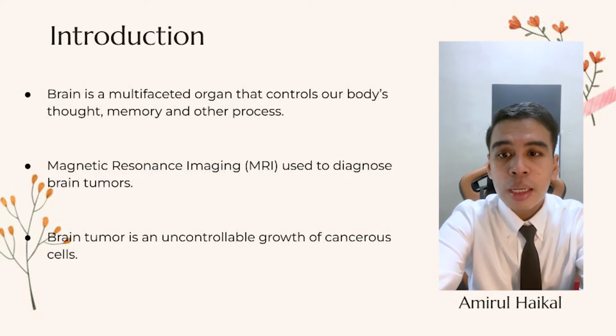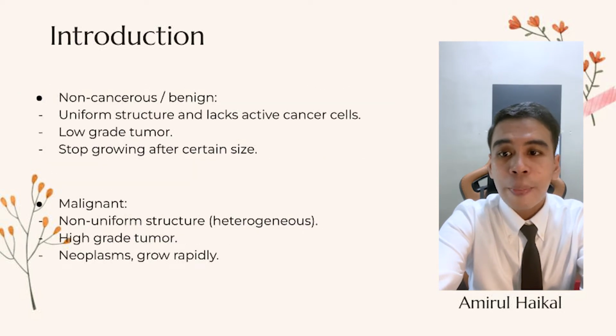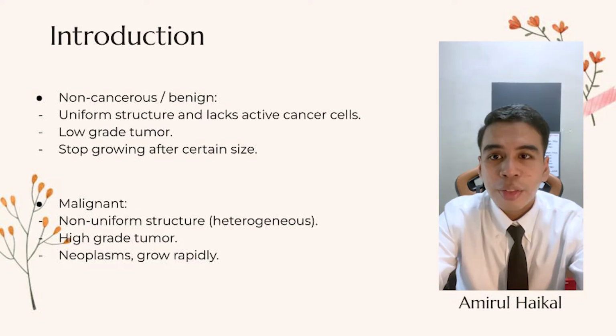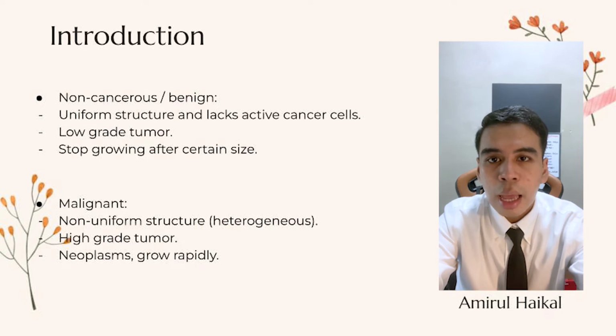A brain tumor is an uncontrollable growth of cancer cells that is unchecked by the checkpoint that normally controls cell growth. There are basically two types of tumor. Non-cancerous, or benign, tumors have a uniform structure and lack active cancer cells. They are considered low-grade tumors. These tumors stop growing after a certain size and become encapsulated in connective tissue.